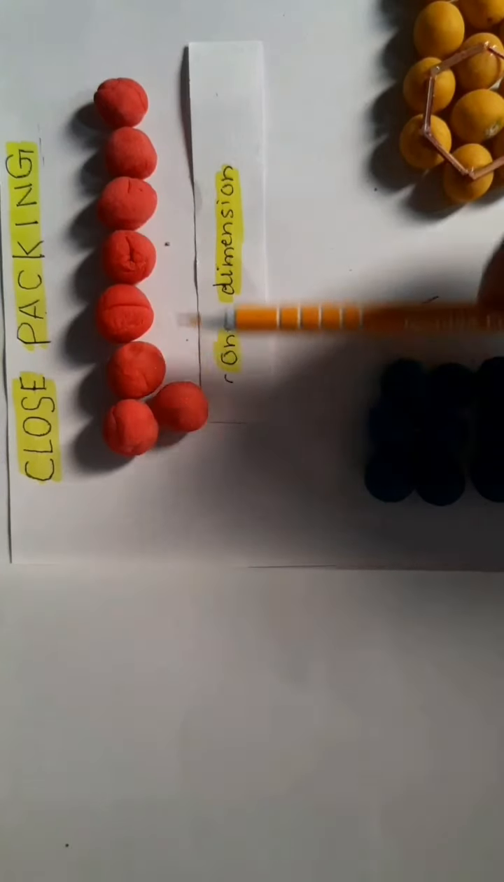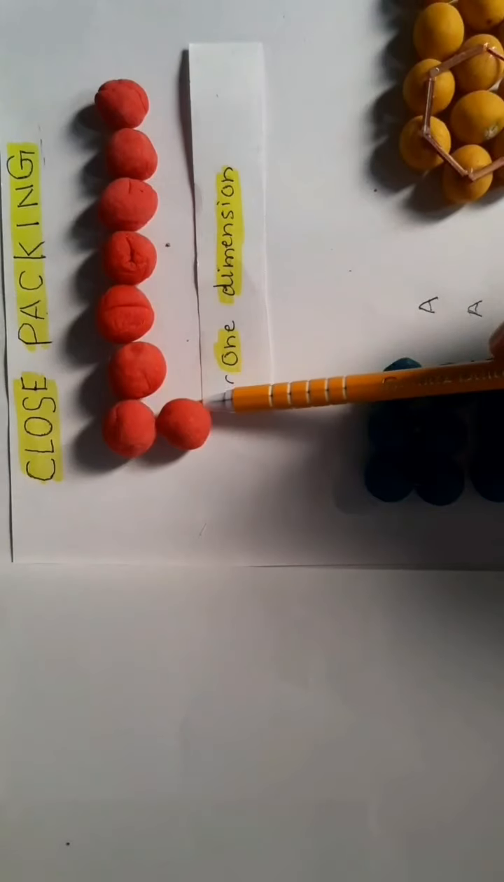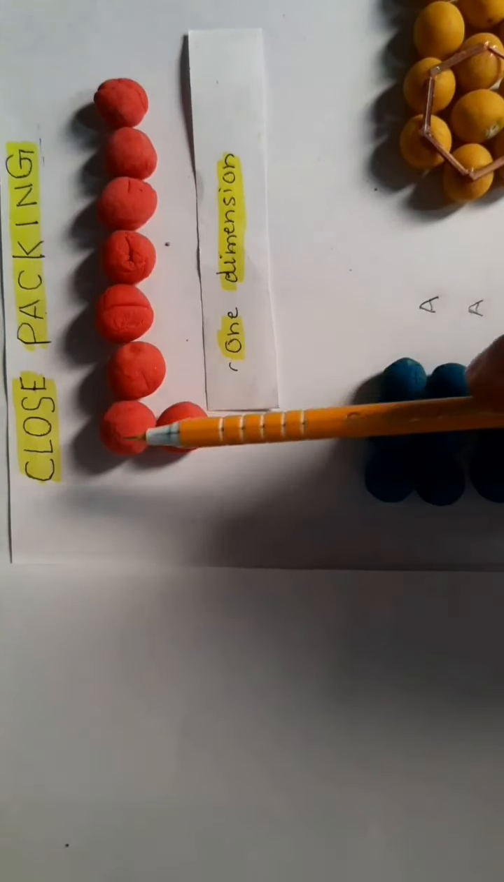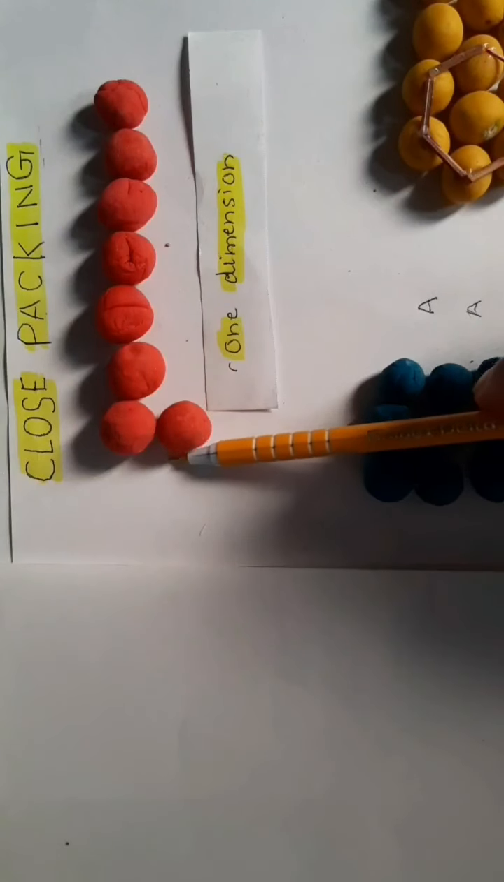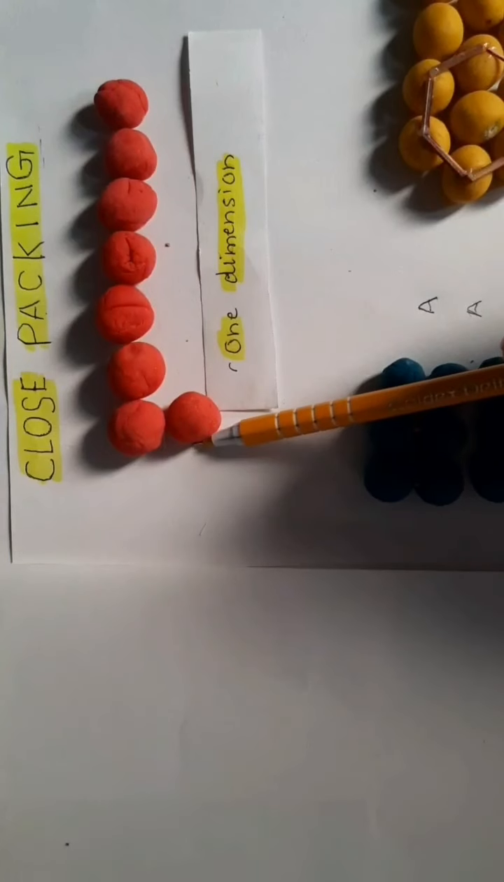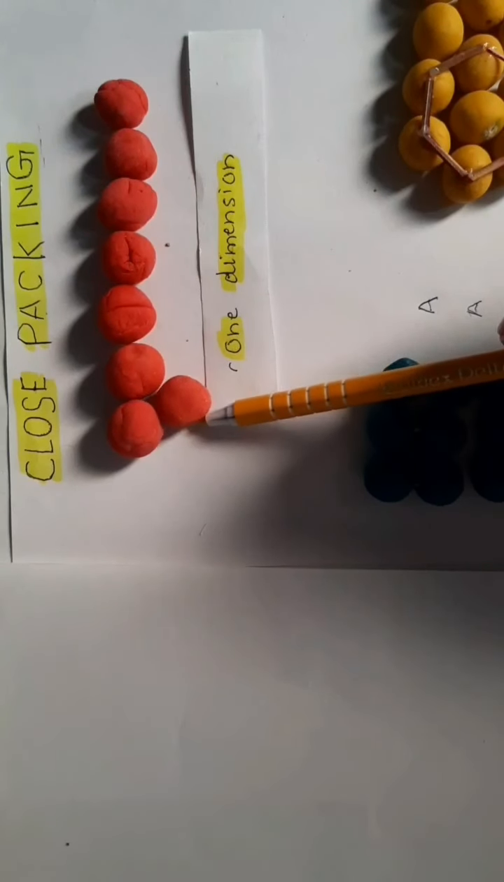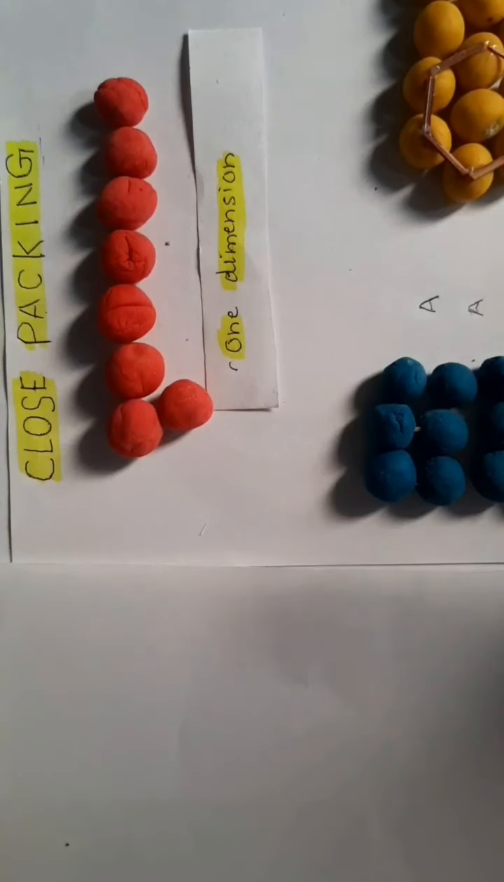Now, for forming the second row, we have two options. We can either place the ball just below the ball present in the first layer, or we can place it in between the depression created by these two spheres, that is the staggered manner. Depending upon these two options, there are two types of two-dimensional packing.